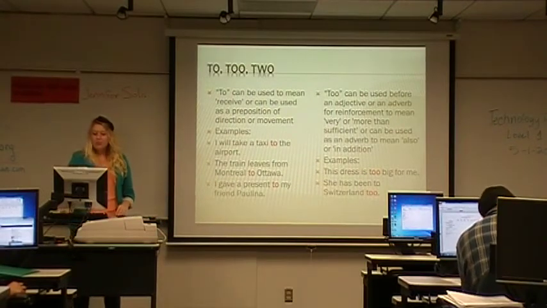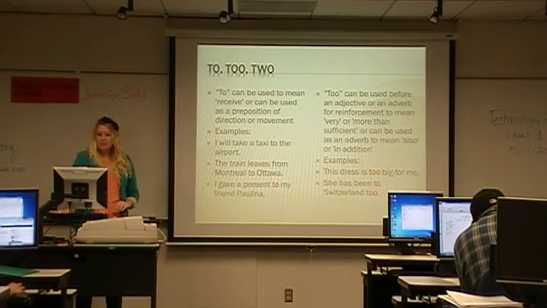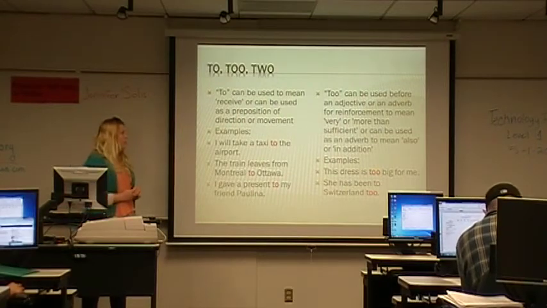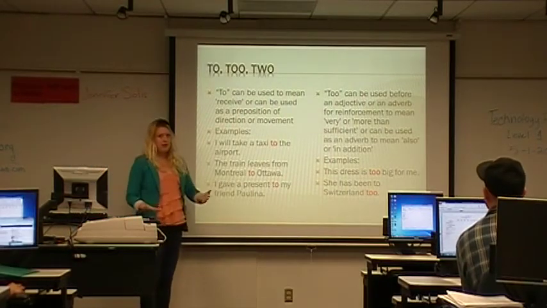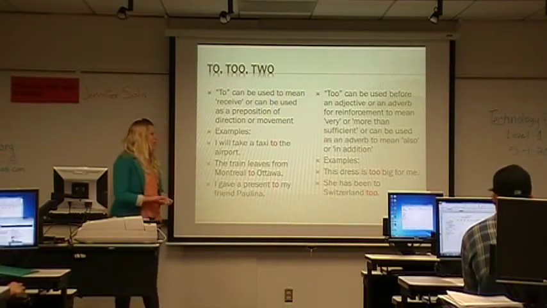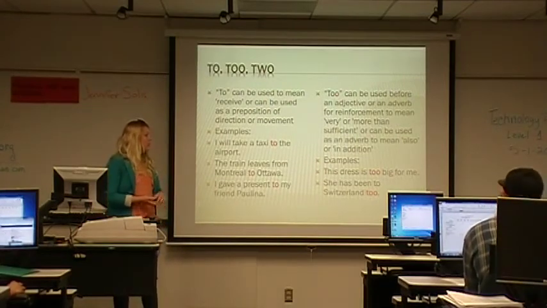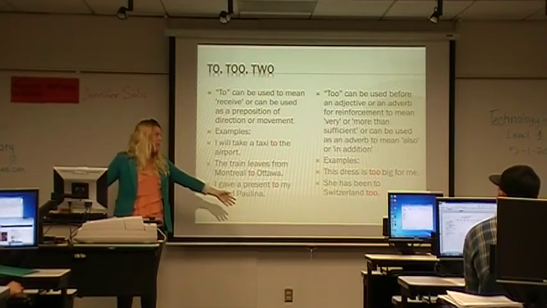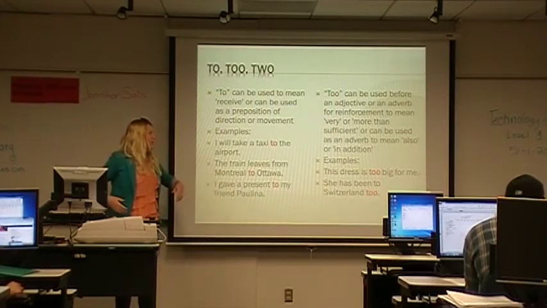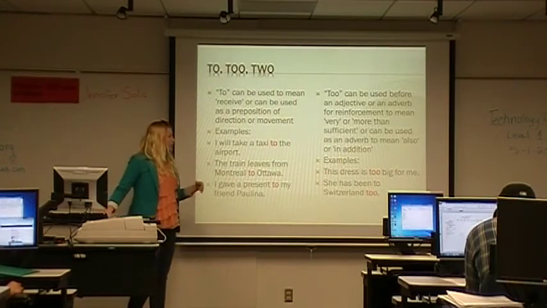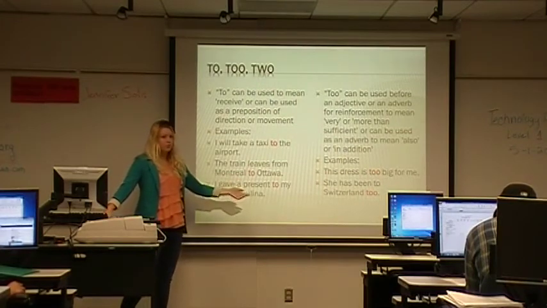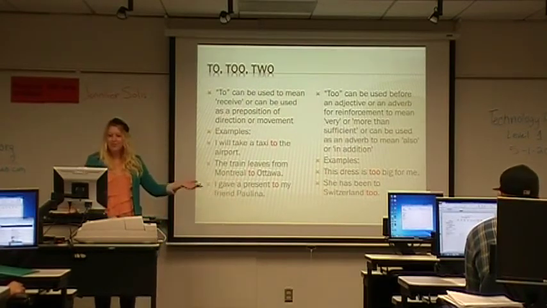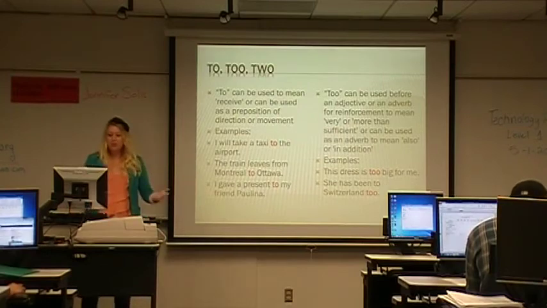And then too with two O's can be used before an adjective or adverb for reinforcement to mean very or more than sufficient, or it can be used as an adverb to mean also or in addition. So: this dress is too big for me, very, more than sufficient. Or: she has been to Switzerland too. You can replace that with also or in addition: she has also been to Switzerland.